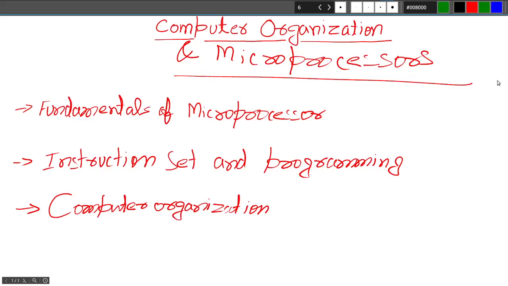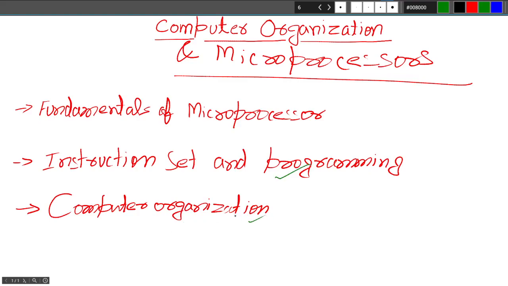Welcome all. Let me introduce you to the course. We call it Computer Organization and Microprocessor. Basically, here you have to learn about the fundamentals of microprocessor, instruction set and programming, and computer organization.